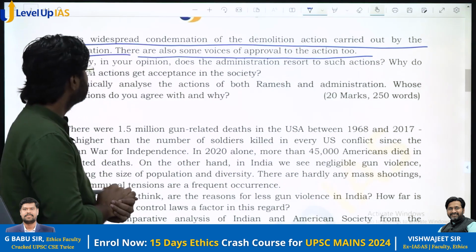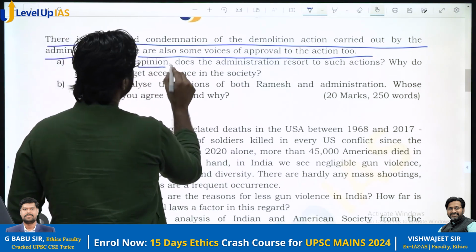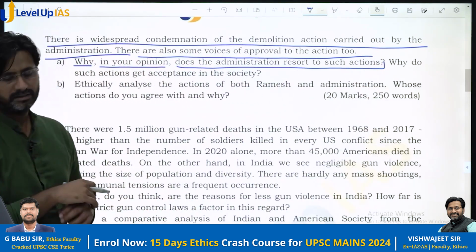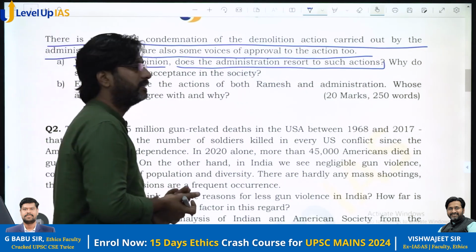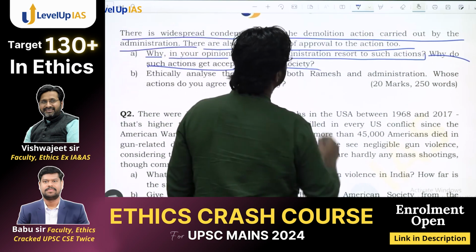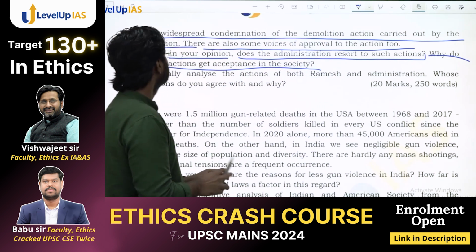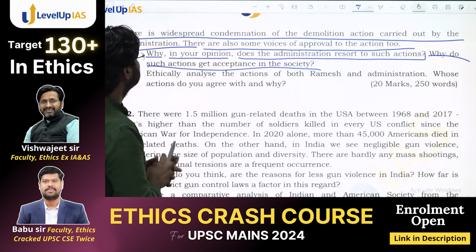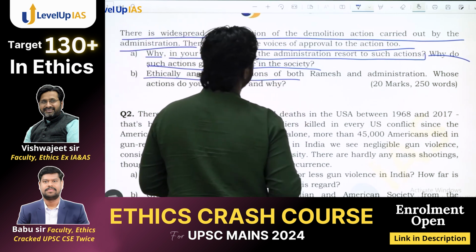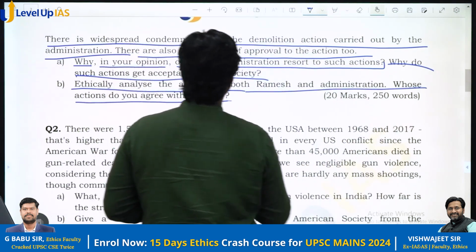Now the question is, why in your opinion does the administration resort to such action? First of all, administration action cannot be ethically justified. Now why do such actions get acceptance in the society? Because as we said, there are voices of approval also happening. So why do such actions get acceptance in society? This is the question. Now ethically analyze the actions of both Ramesh and the administration. Whose actions do you agree with and why?